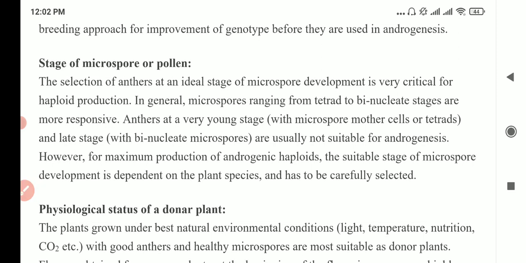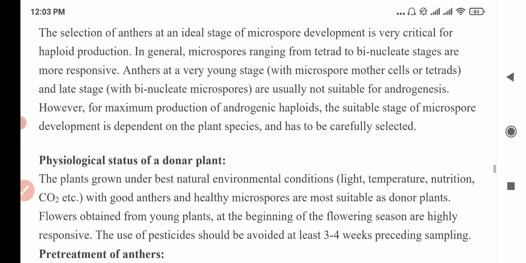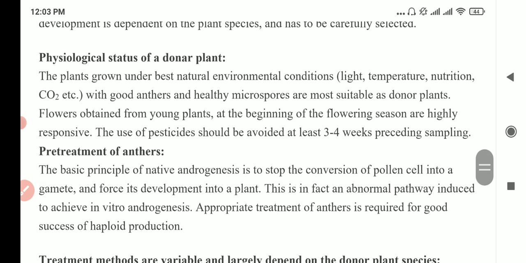Okay, the next is the stage of the microspore or the pollen. You have to select the anthers at the right stage of their pollen development. It could be from the tetrad to the binucleate stage, whichever suits your experiment. Anthers at a very young stage and a late stage are not suitable. Too late is not good, too old is also not good. So this all depends on the species.